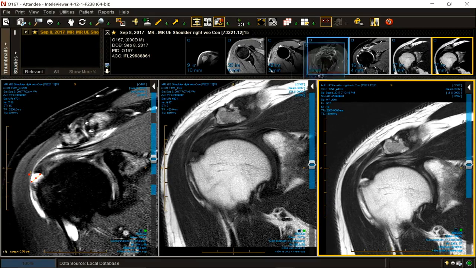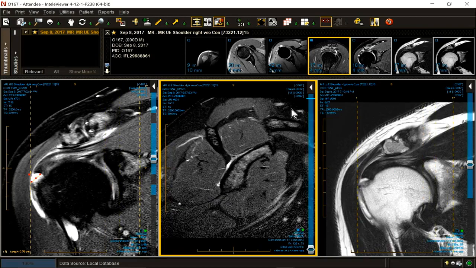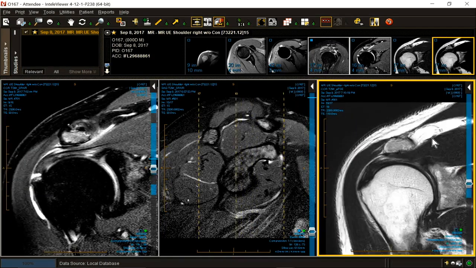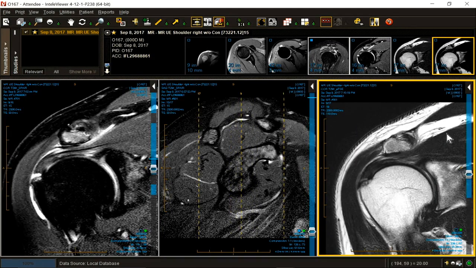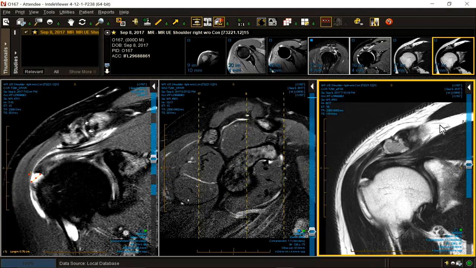Anybody have any other comments on this case? Muscularity, slightly decreased for age. I like to see the muscle fill out this fatty space, but he is a definite surgical candidate.